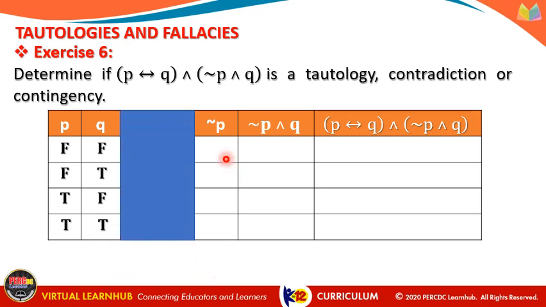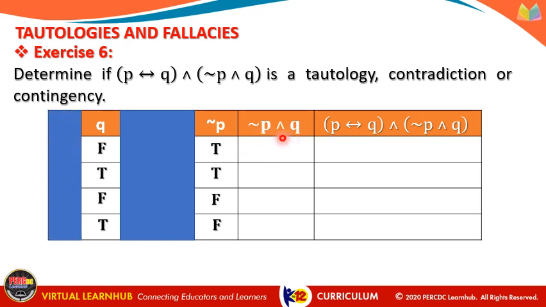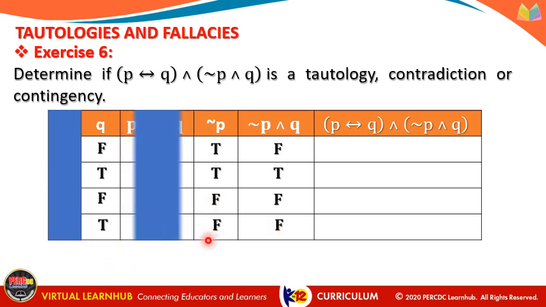Next, let us negate first P. False will become true. False will become true. True will become false. And true will become false. Next, let us take the conjunction of not P and Q. False and true will give us false. True and true will give us true. False and false will give us false. And lastly, true and false will give us false.